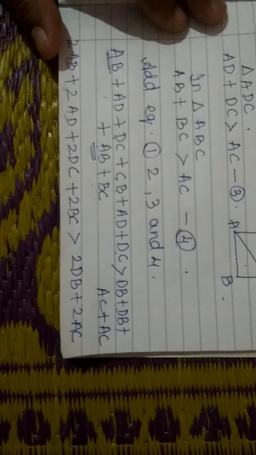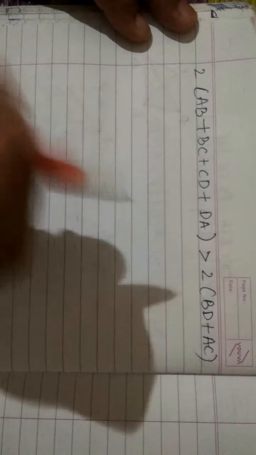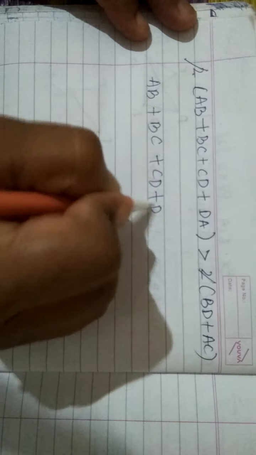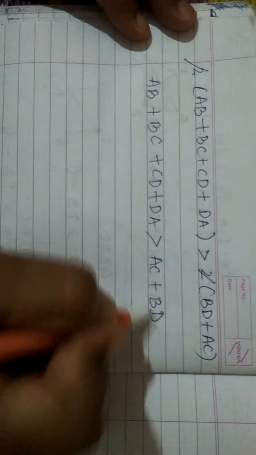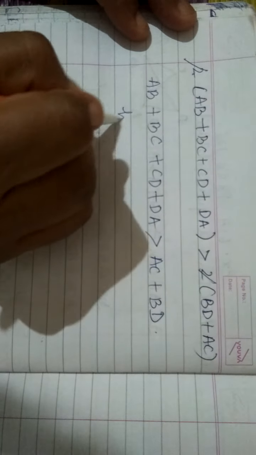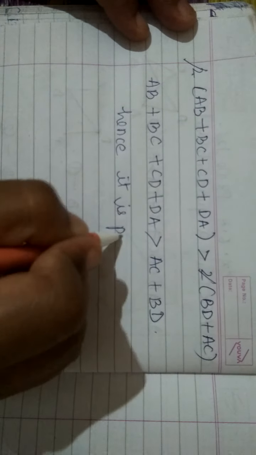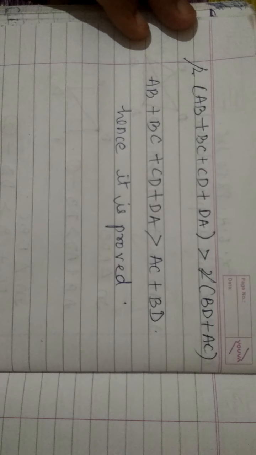Okay children, till here. Now children, we will take out 2 as common, and then we will cancel the 2. So children, what is left with us is AB plus BC plus CD plus DA is greater than AC plus BD. And this is the required statement that we were to prove. So hence it is proved. Understood children? Now let's do question number 5.